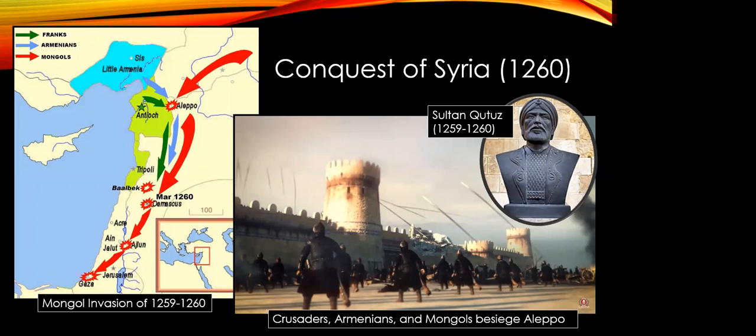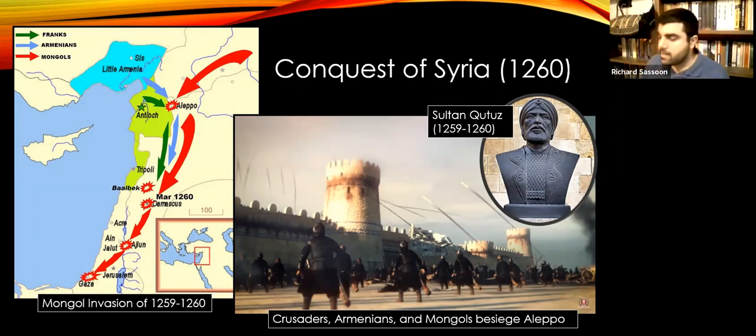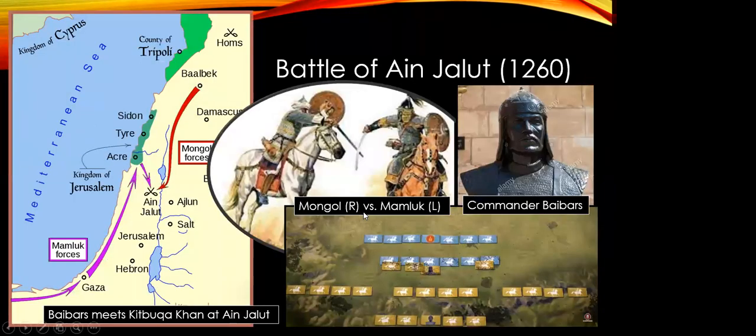During this period, Sultan Qutuz creates his rebellion in the Mamluk Sultanate of Egypt and takes power for himself in order to deal with the threat coming out of Mongolia.